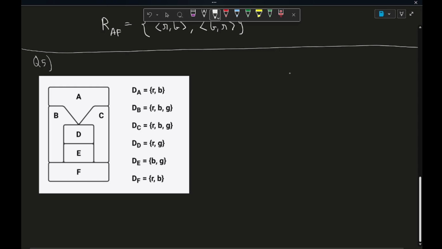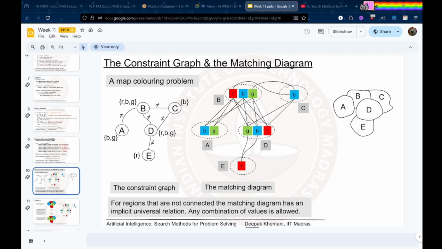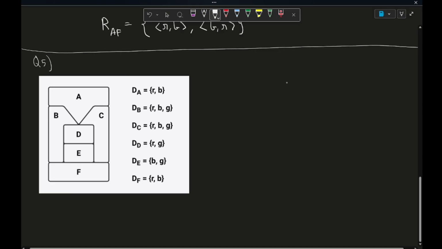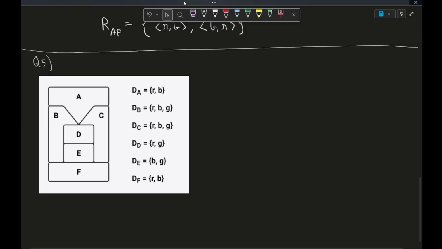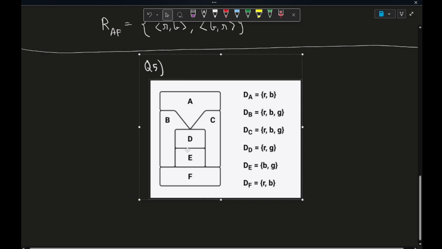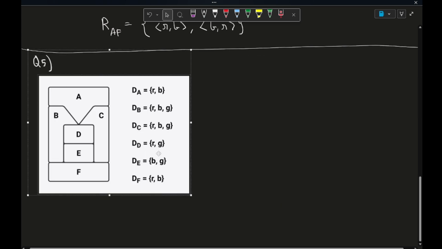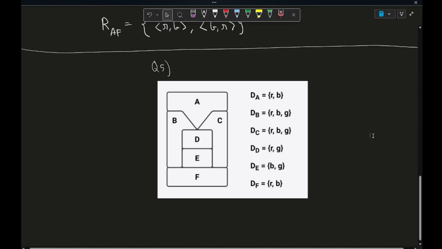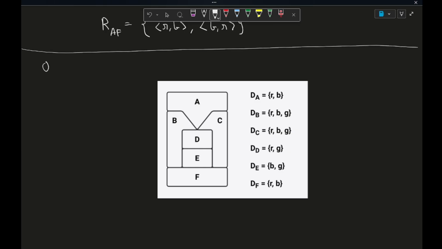So should I make a graph first? Something like this. This will take too much time actually. Yeah, this would take too much time. So let's just try to do it on this: write the matching diagram, then arc consistency, then we have to remove edges. Let's try on this. Q5. Okay, let's see.